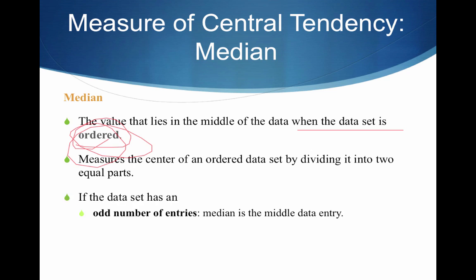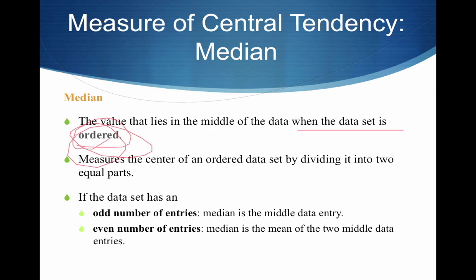If the data set has an odd number of entries, the median is always the middle data entry. However, if there's an even number of entries, the median is the mean of the two middle data entries. So again, if we have an even number of entries, we take the two middle numbers and average them.